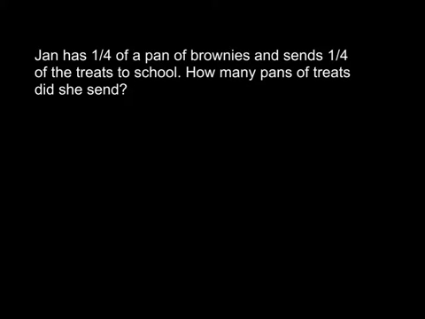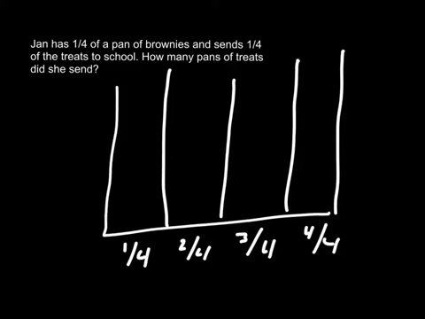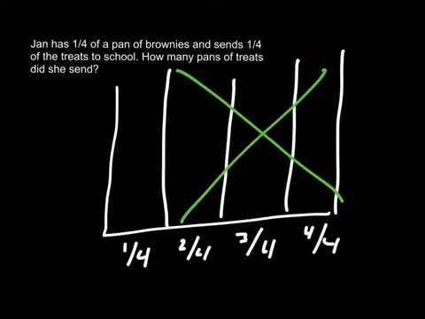Jan has 1/4 of a pan of brownies and sends 1/4 of the treats to school. How many pans of treats did she send? Now this is a separate problem from the last one. Try it on your own. Okay. The first thing that I did here is I drew the beginning of my area model with that L, and then I split it into 4 sections because I need different fourths. Now ultimately I'm going to end up ignoring the second, third, and fourth, but it's there and available right now. Now I'm going to divide the top part into fourths as well.